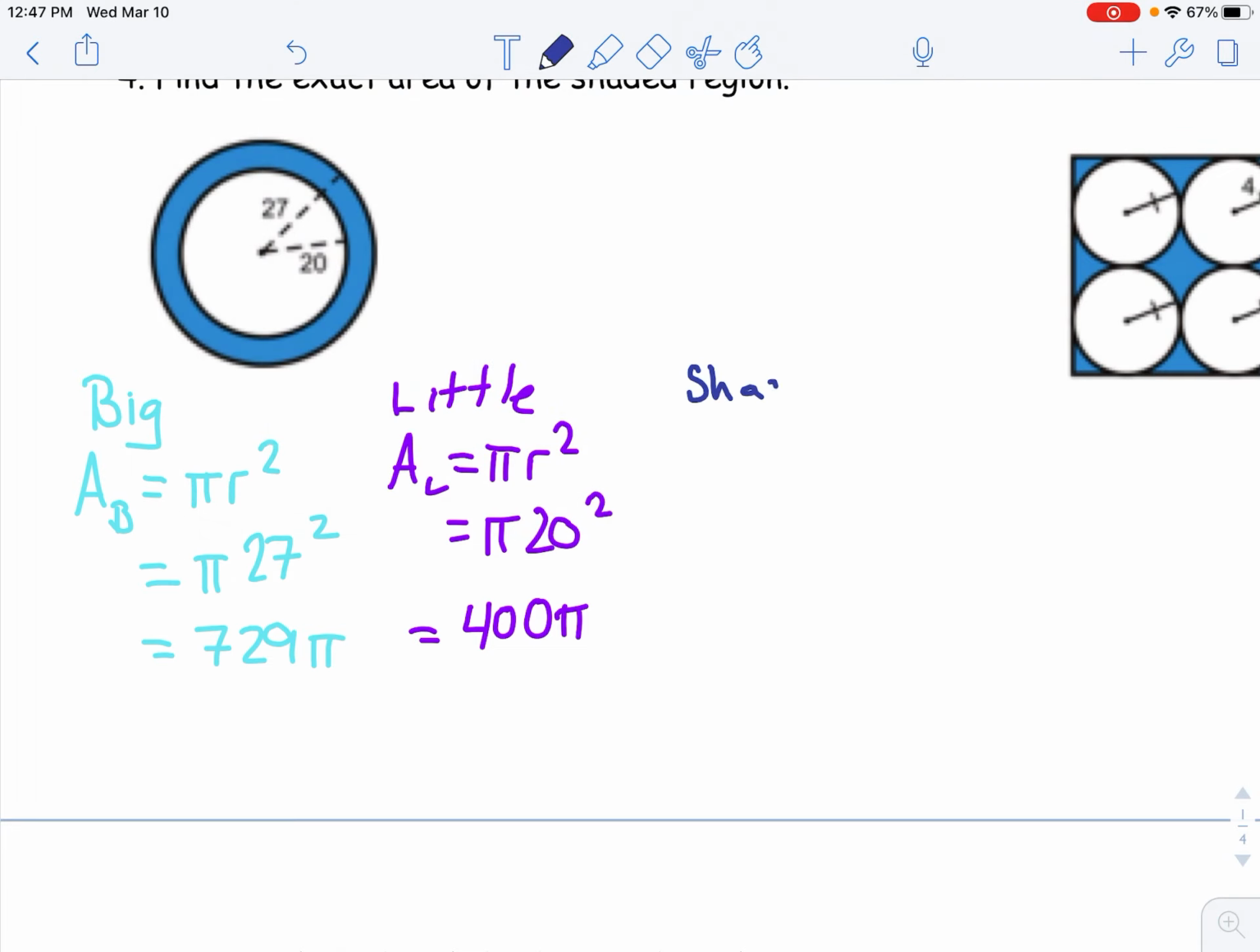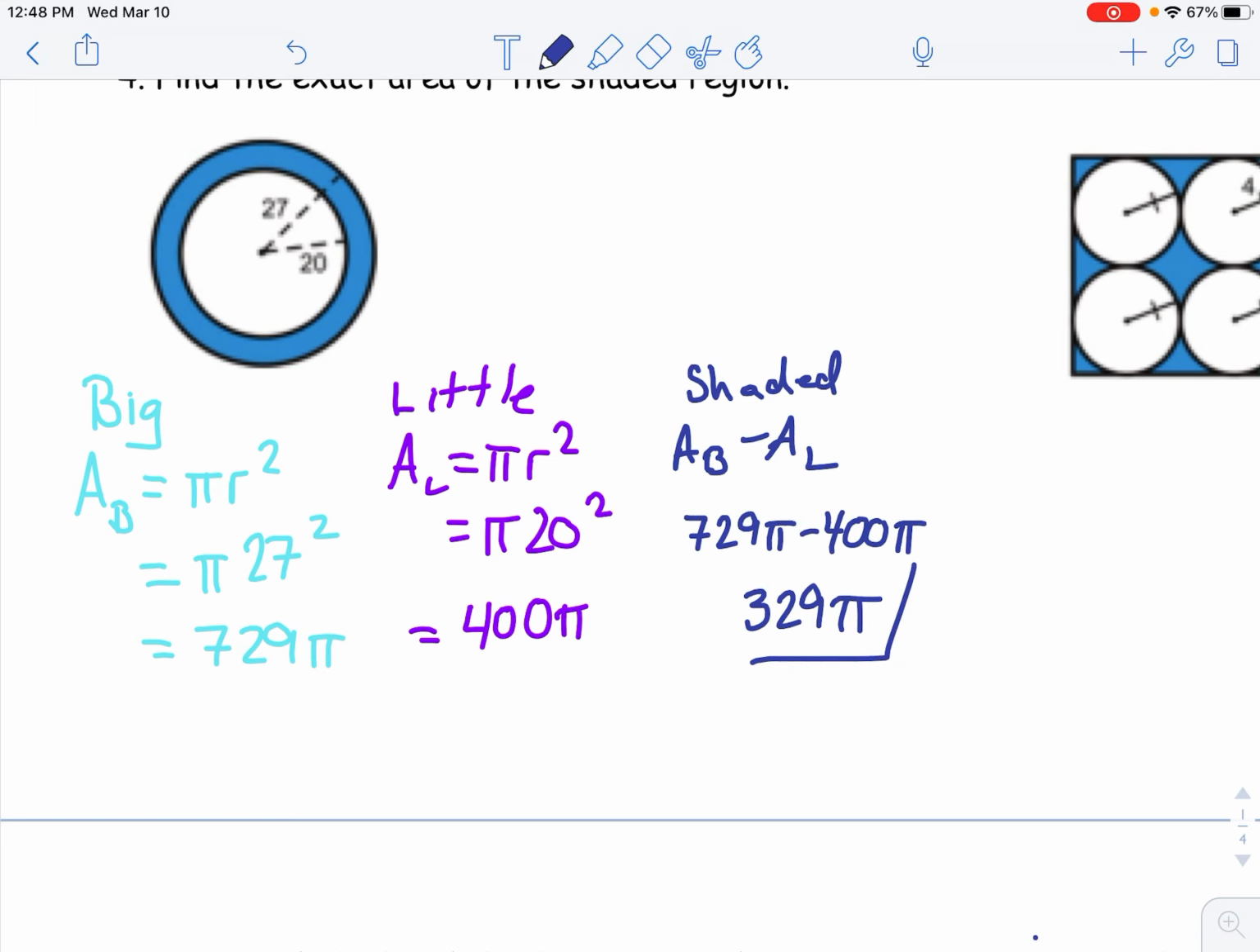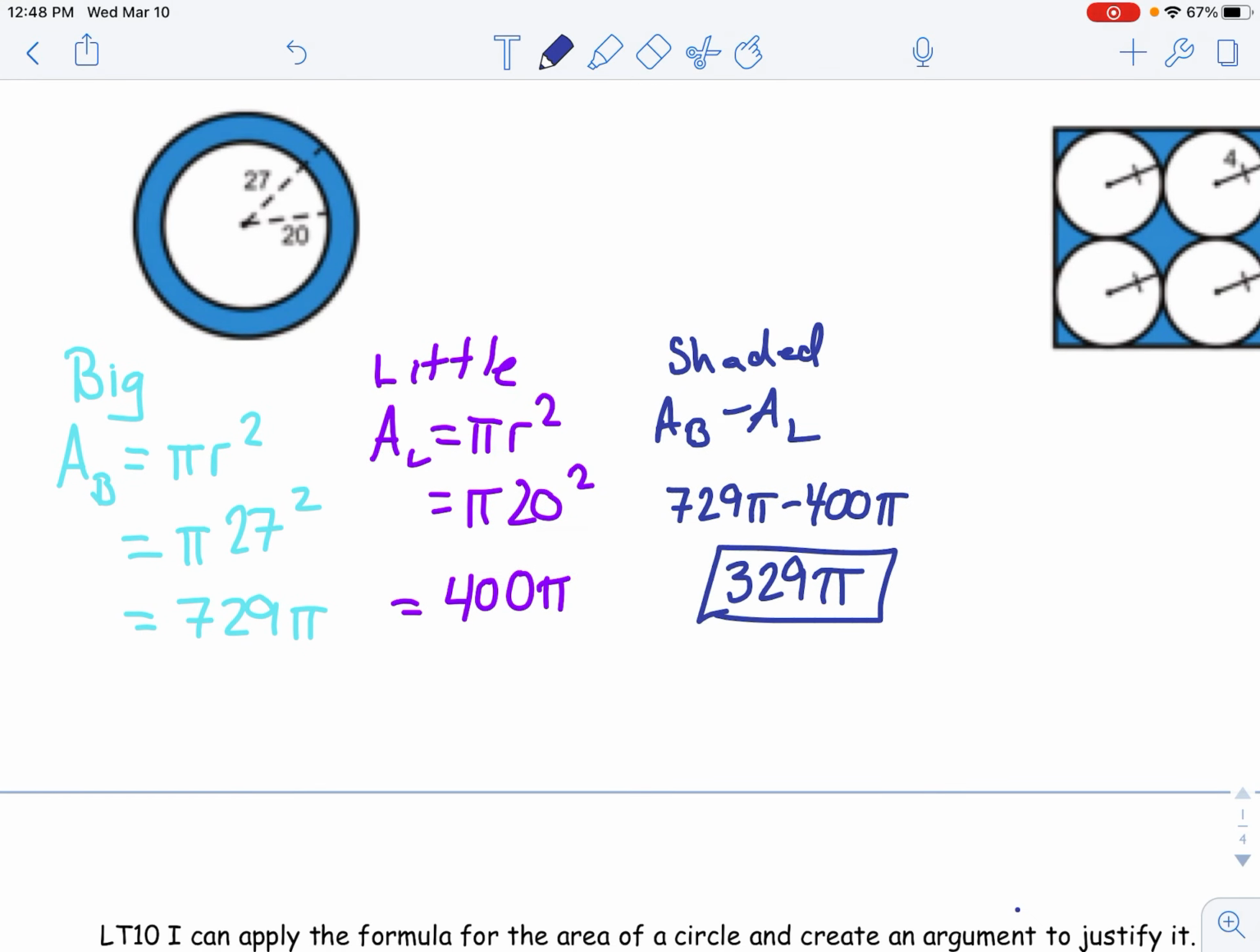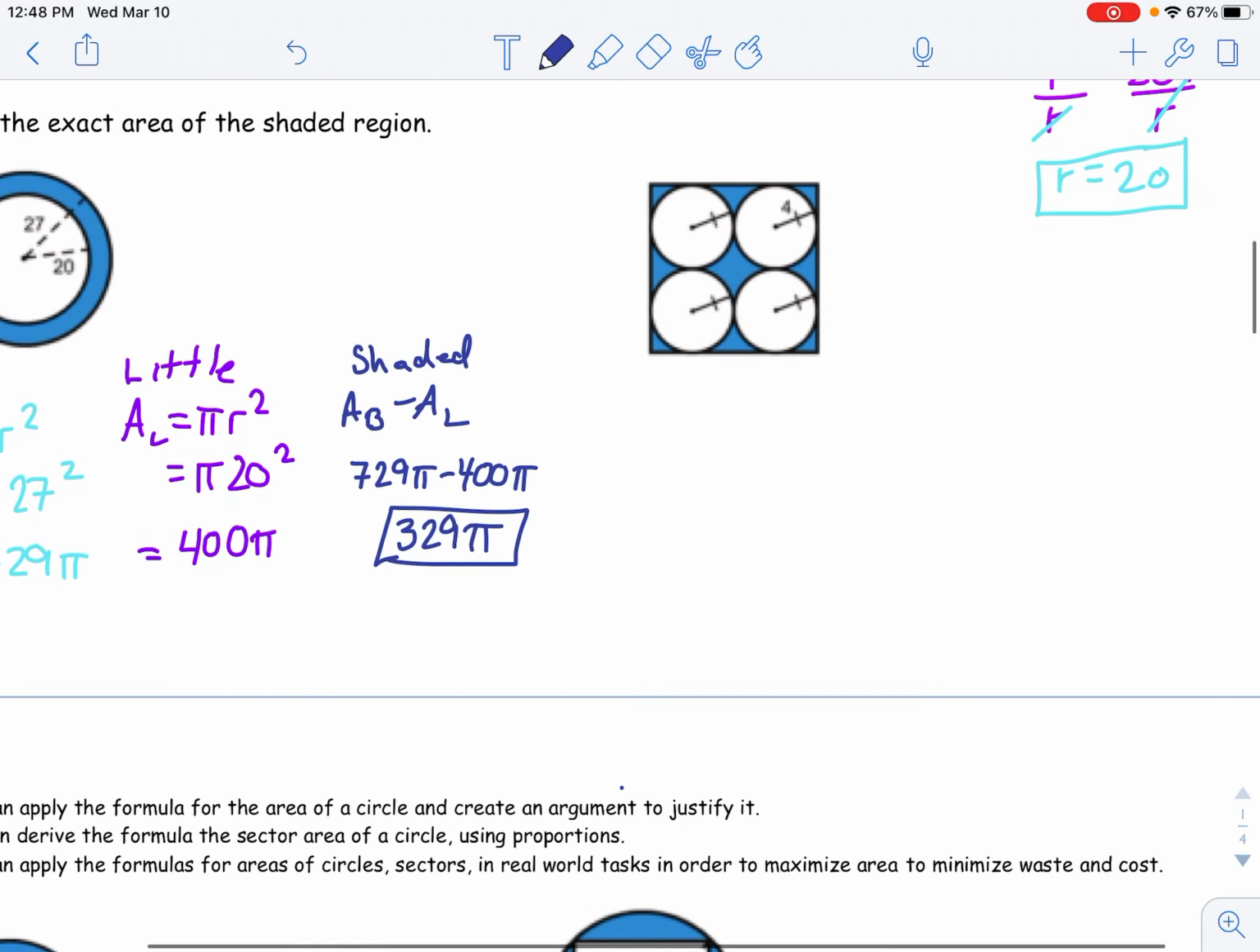So the exact area of the shaded region is just going to be the area of the big circle minus the area of the little circle. We just want to remove the inner circle. So it's 729 pi minus 400 pi, and it's 329 pi. That's the exact area right there. Cool beans. Next problem.